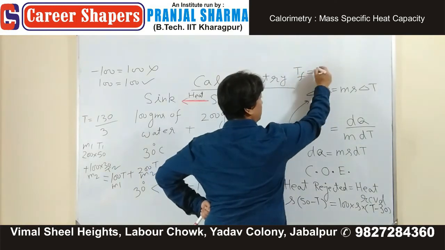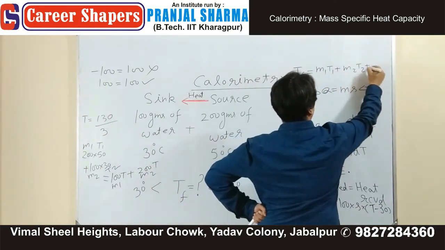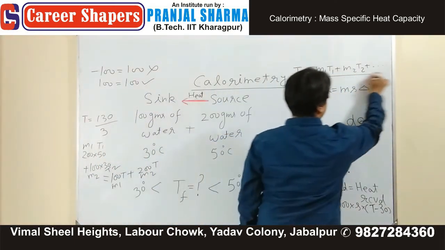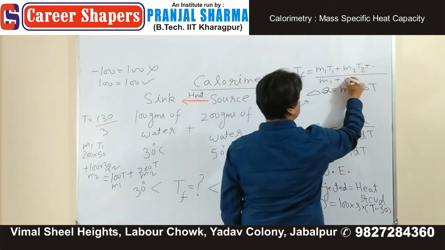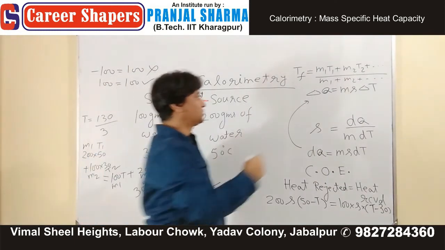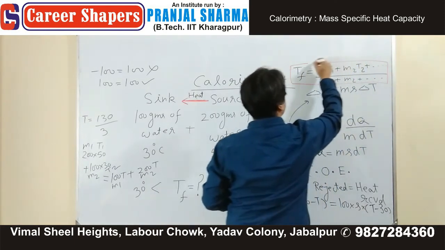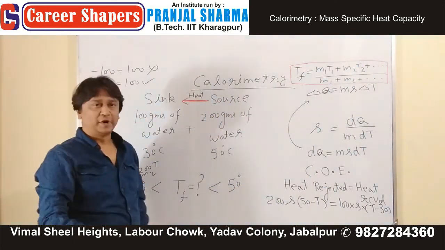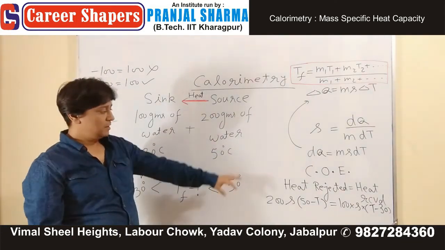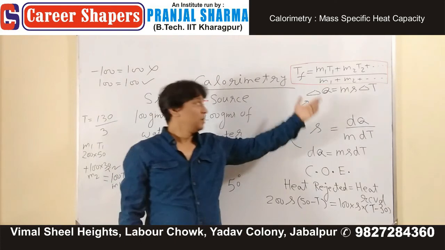What is T final? M1 T1 plus M2 T2 plus M3 T3 whole divided by M1 plus M2 plus M3. You need to remember this much for any objective examination. There is no need of writing heat rejected, heat received, conservation of energy, T final, T initial.